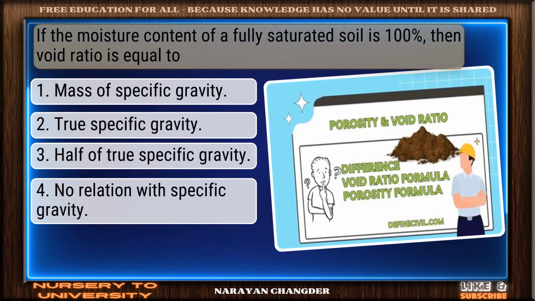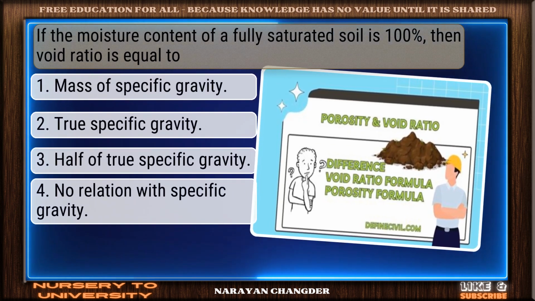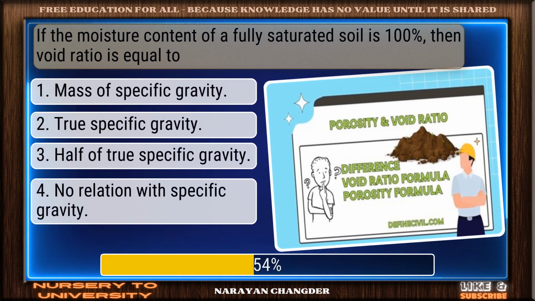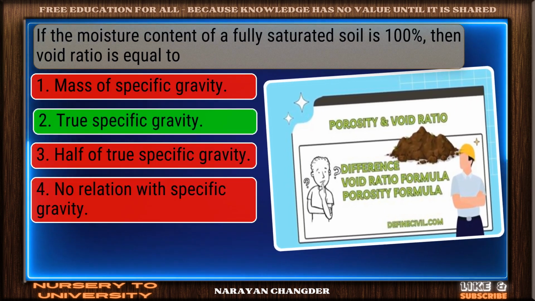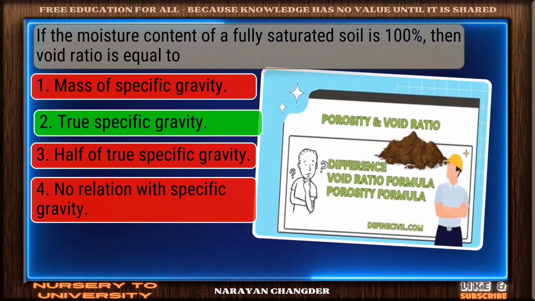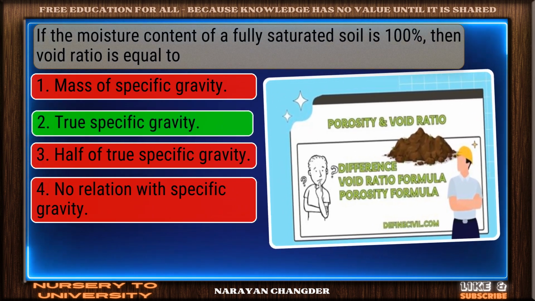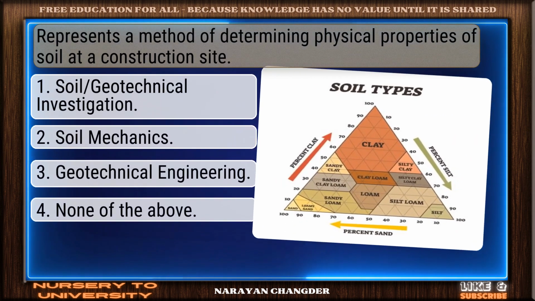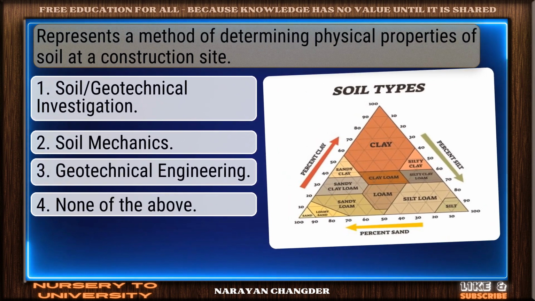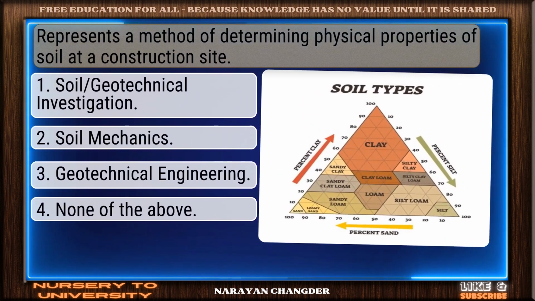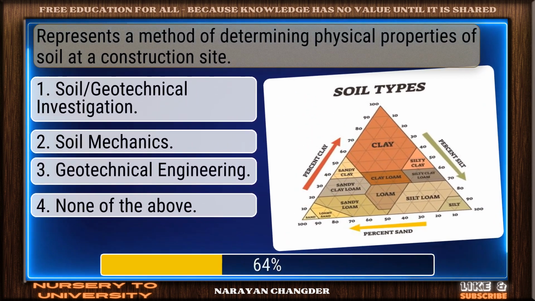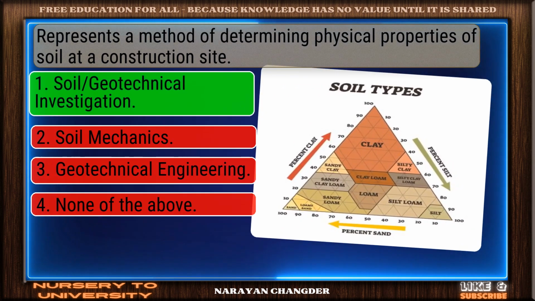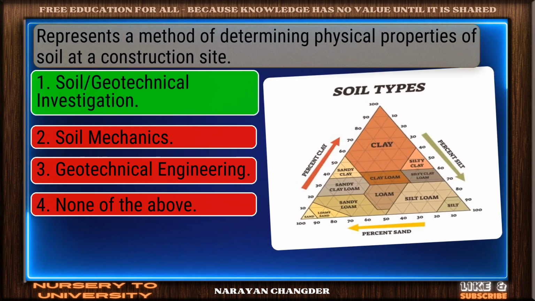If the moisture content of a fully saturated soil is 100%, then void ratio is equal to... You got it. Your choice, true specific gravity, is right. Represents a method of determining physical properties of soil at a construction site. Great thinking. Soil geotechnical investigation is the right choice.